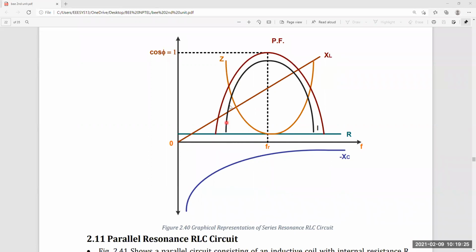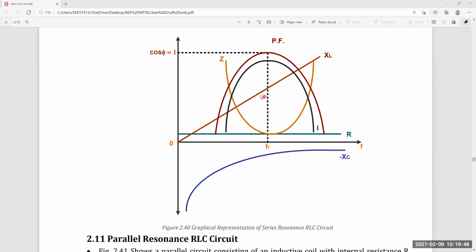And then this is the current. At a resonance condition, what is the current? I is equal to V by R. Then R is minimum, so current is maximum. That's why at a resonant frequency, the current is maximum. Understood? At a resonance frequency, current is maximum. And at resonance condition, the impedance is minimum. So that's why we'll get it like this.